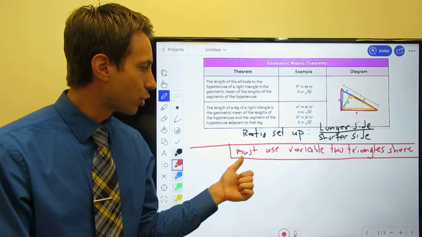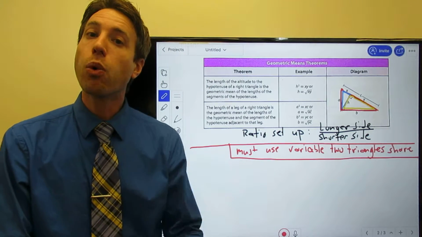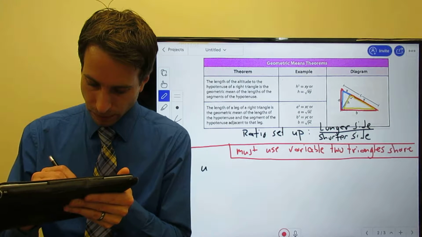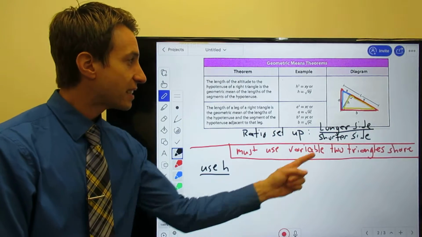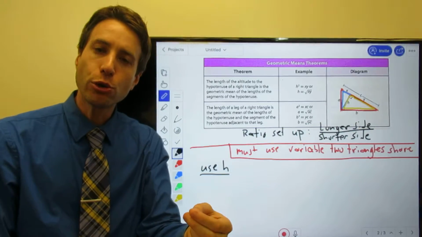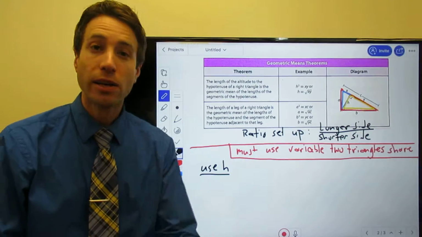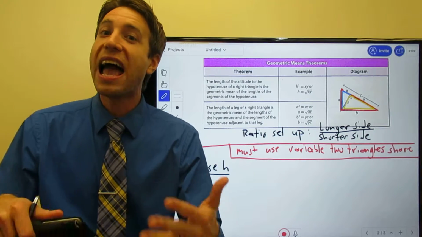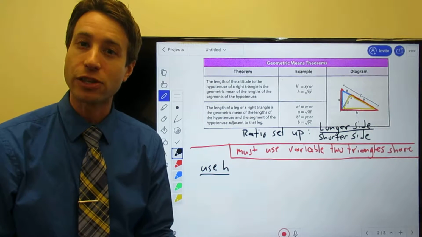So then what is it I am looking for? I must use a variable two triangles share. Well, what about h? Please notice that side h represents the altitude. Which two triangles both share that common side of h? It's very obvious now from my colored diagram. The blue triangle and the yellow triangle share that common side of h.